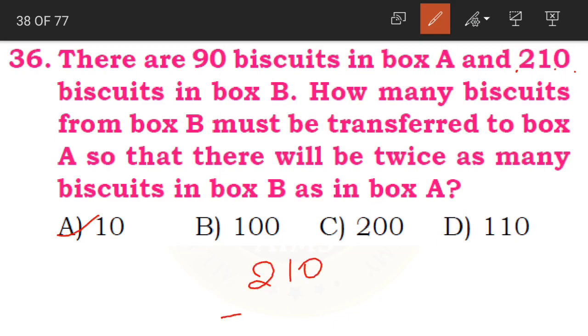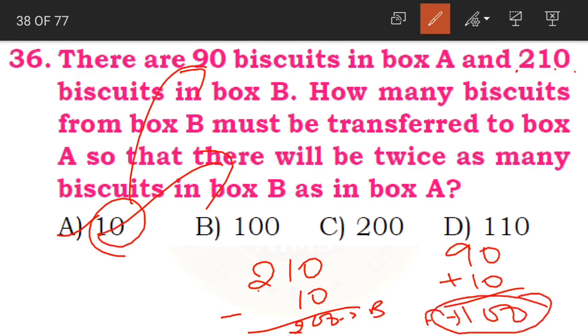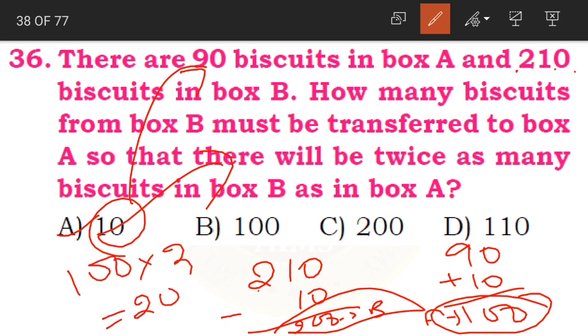210. From that we need to subtract 10. Yes, we are giving away 10. What will be the answer? 200 in box B. Now what should we do with this 10 we have subtracted? Add to box A. 90 plus 10 becomes 100. See, in A we have 100, in B we have 200. 100 twos are 200. So option A is our correct answer. When we remove 10 biscuits from box B and transfer them to A, then there will be twice as many biscuits in box B as there are in A.